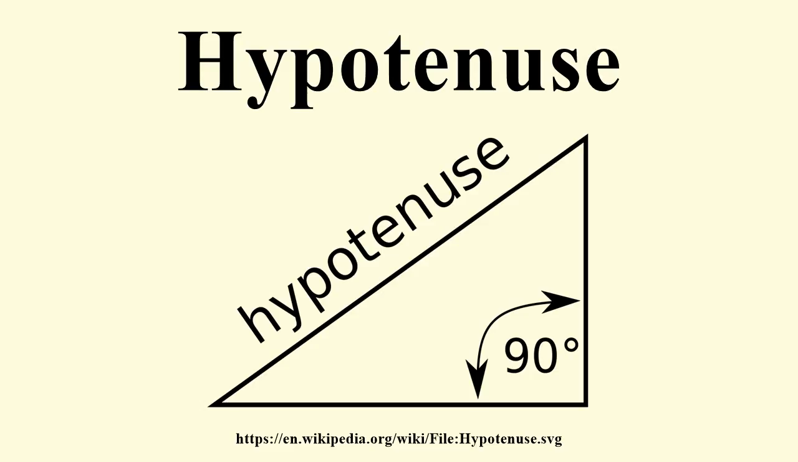sides. For example, if one of the other sides has a length of 3 and the other has a length of 4, then their squares add up to 25. The length of the hypotenuse is the square root of 25, that is 5.